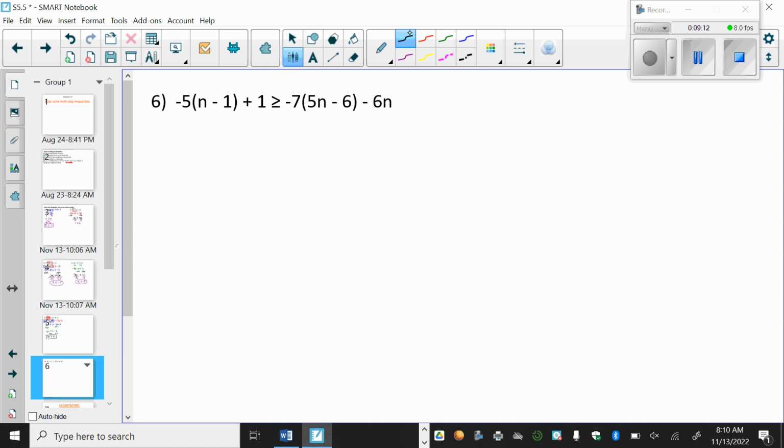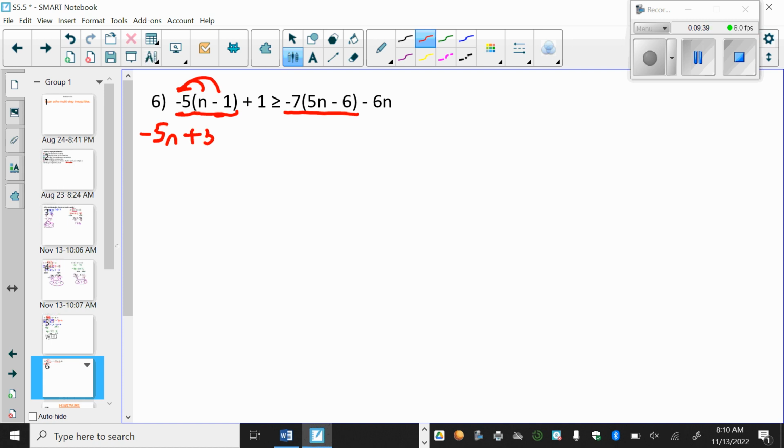Look at this. We're going to start with step 1, distributive property. Remember, we're looking for parentheses. Here's a set of parentheses. I'm going to underline it. Take the sign and the number in front. No more parentheses. Oh, here's more parentheses. There's the other one. I'm going to distribute both of those, write them right below. So left side first. Negative 5 times n is minus 5n. Negative 5 times negative 1 is plus 5.